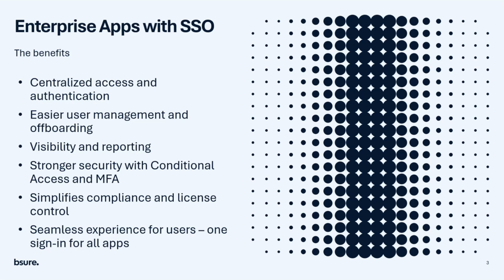And not to forget, you can get stronger security because you can configure conditional access and MFA on these apps also. So it simplifies the compliance and license control. Some of these cost money, and you can track who's using them and who's not with the data you can pull from Entra.